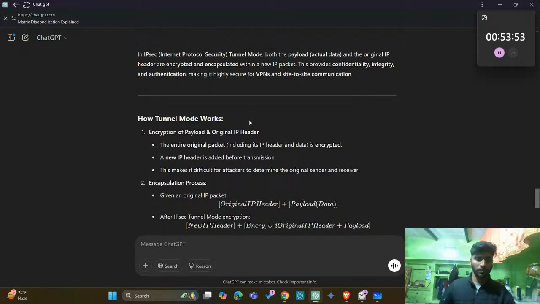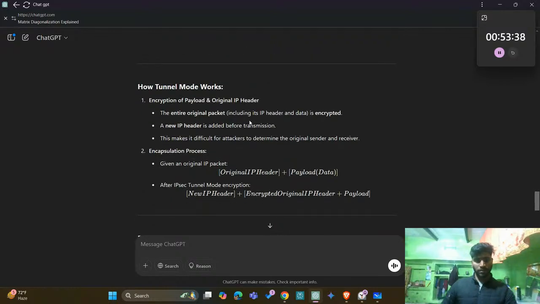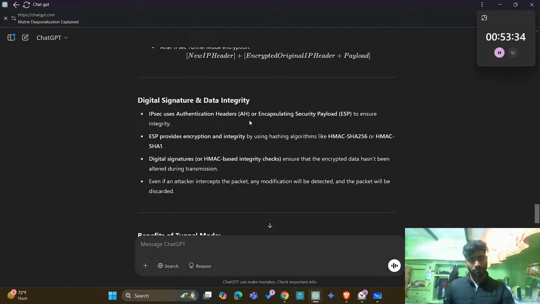How tunnel mode works: encrypt the payload and the IP header. A new IP header is added to the payload. This makes it harder for trackers to recognize the original sender and receiver. Encapsulation process: the original IP header plus payload data.